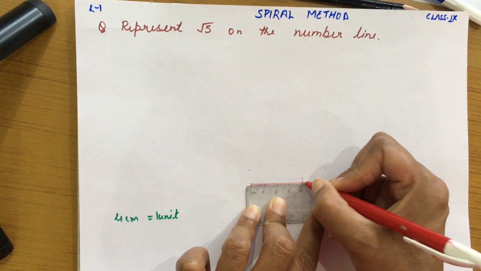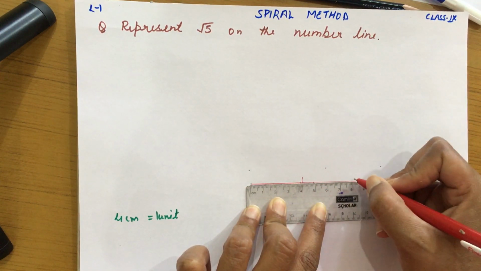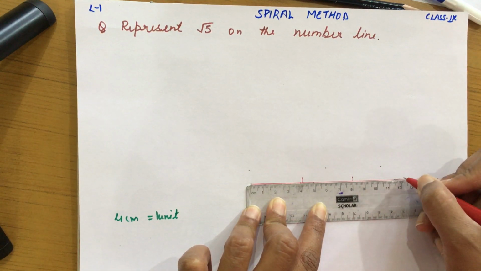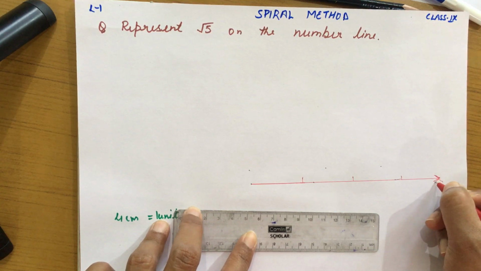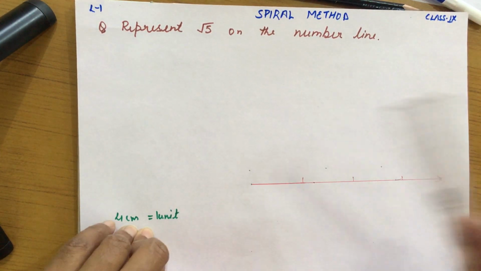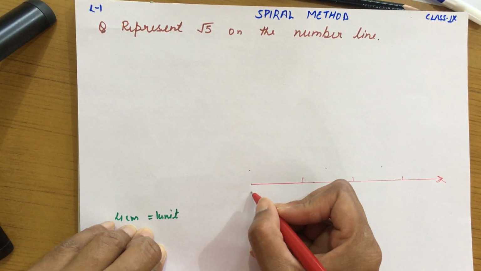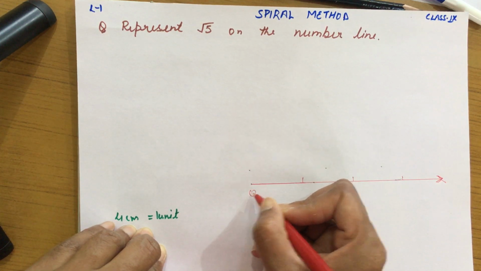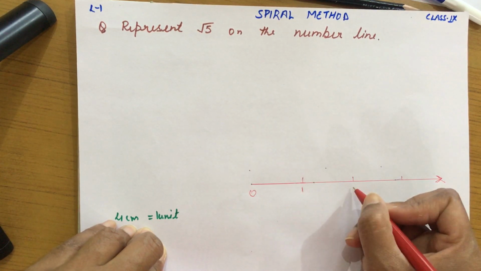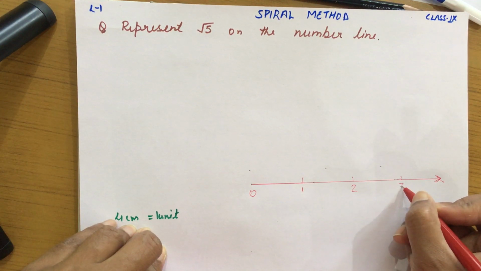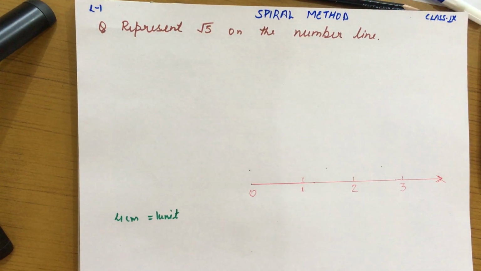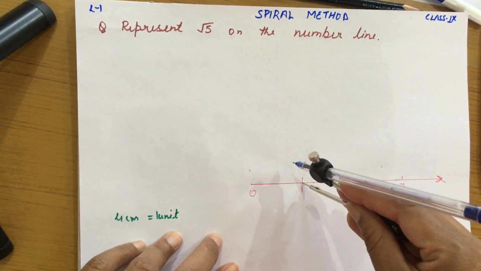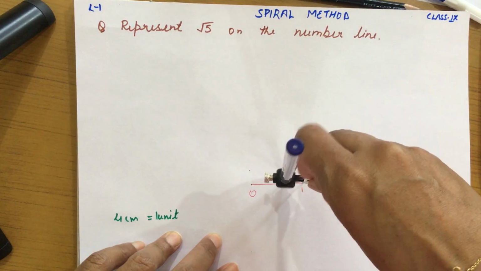And this is my 4 centimeter as 1 unit, 2 units and 3 units. Here you have to draw an arrow. So this is my 0, 1, 2 and 3 on a number line. Now from 1 unit I have to draw perpendicular.